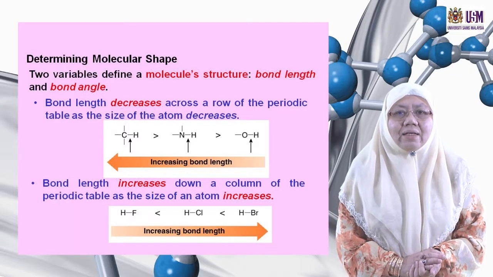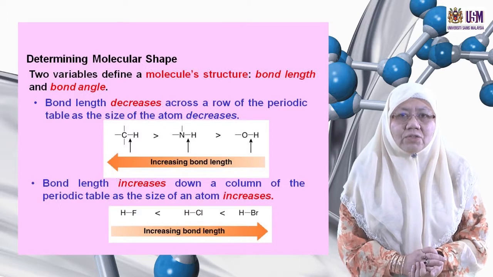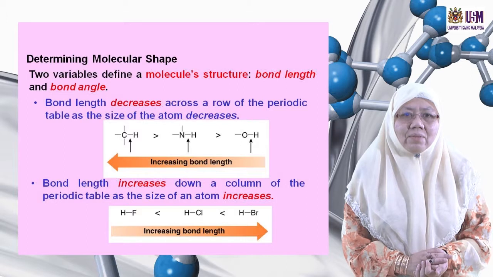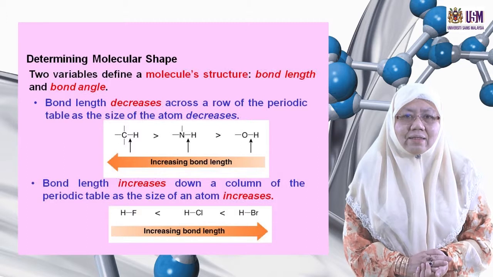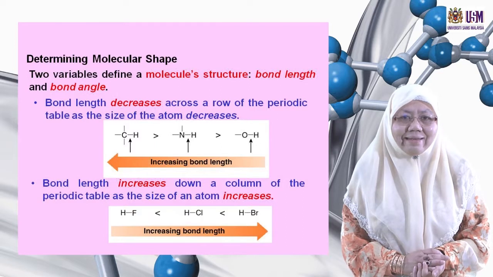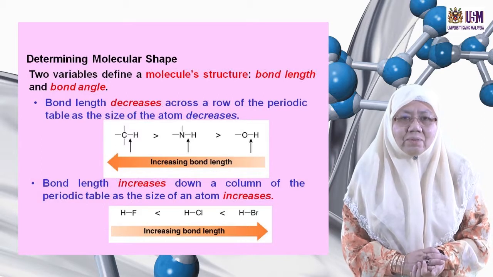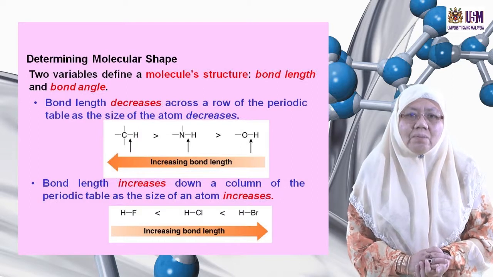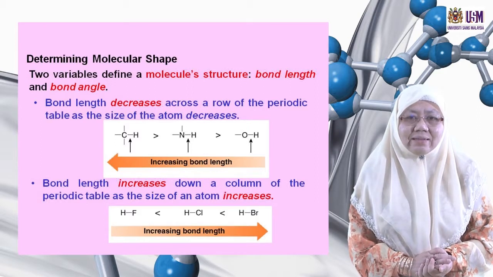When we determine the molecular shape or structure of a molecule, we need to know, first of all, two variables, which are the bond length and the bond angle. When we determine bond length, we look at the elements across the periodic table. In this instance, for example, we look at carbon, nitrogen, and oxygen. The bond between oxygen and hydrogen is a much shorter bond than the bond between nitrogen and hydrogen, and the bond between nitrogen and hydrogen is a shorter bond than the bond between carbon and hydrogen. Bond length increases down a column of the periodic table as the size of the atom increases.